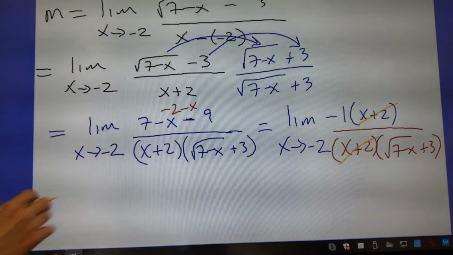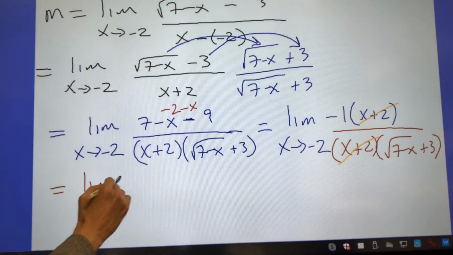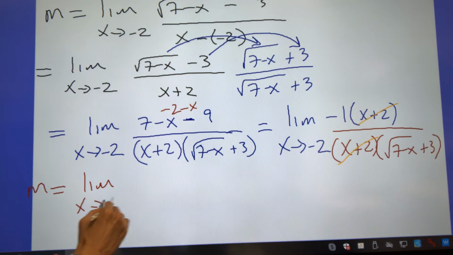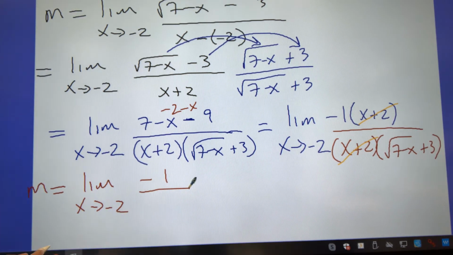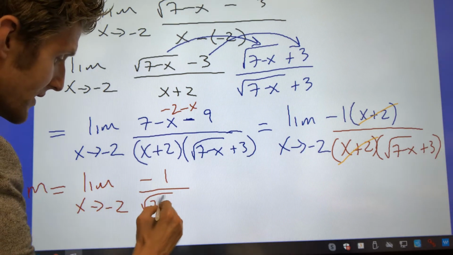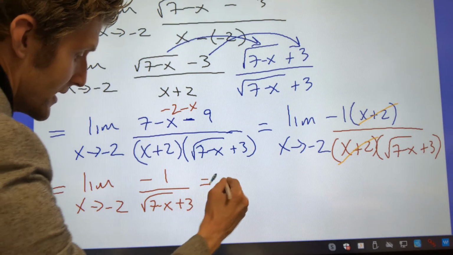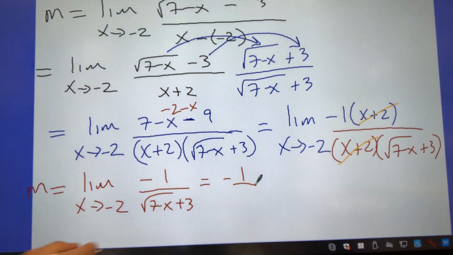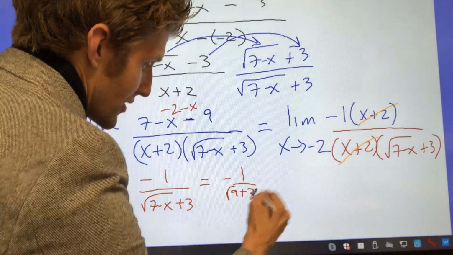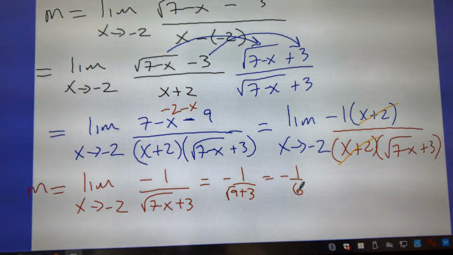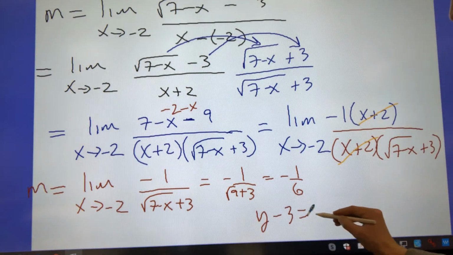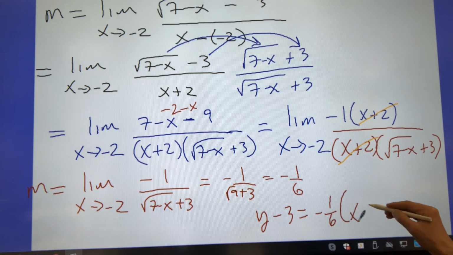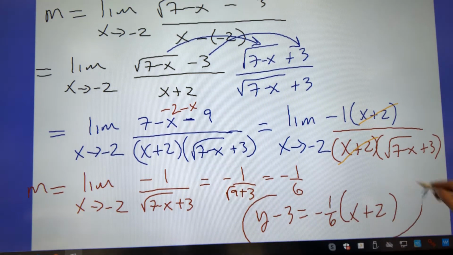All right, so the slope is the limit as x approaches negative 2 of negative 1 over this 7 minus x in the root plus 3. So that's negative 1 over root 9 plus 3. So that is negative 1/6. Negative 1/6 is the slope. You got y minus the y value is equal to the slope times x minus negative 2, x plus 2.